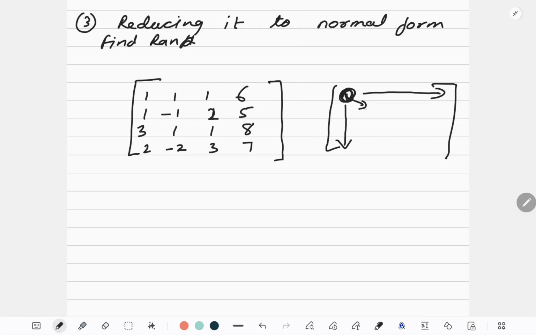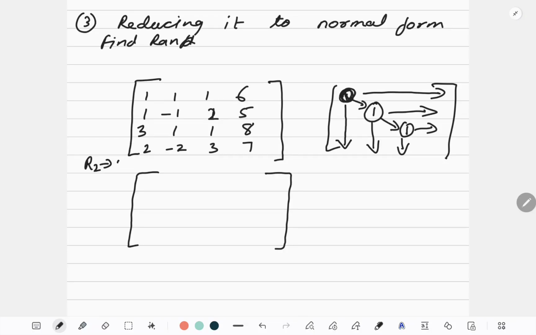Now move diagonally, make this element 1. Again, below it 0, in front of it 0. Move diagonally, make it 1, below it 0, in front of it 0. Like that, if you move, you will get the normal form. Okay, now see how to start. Now the first element is 1. So what operations will I apply?